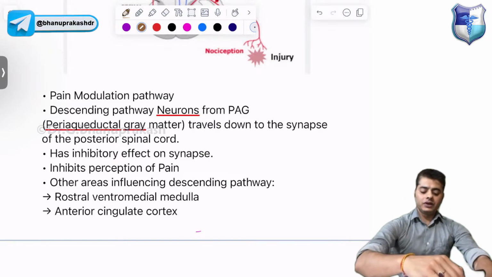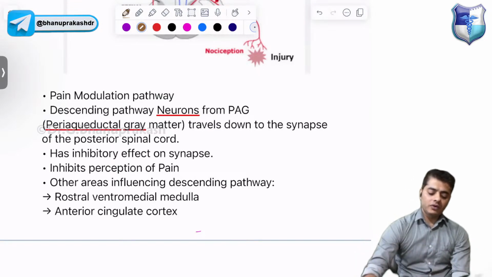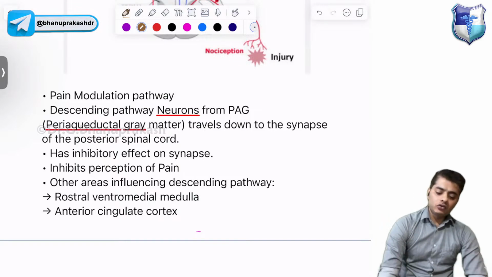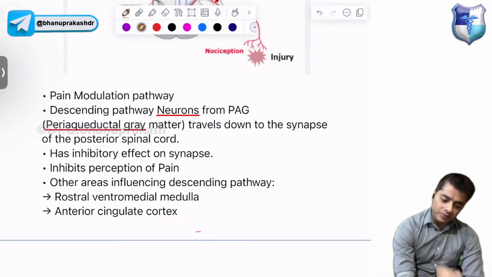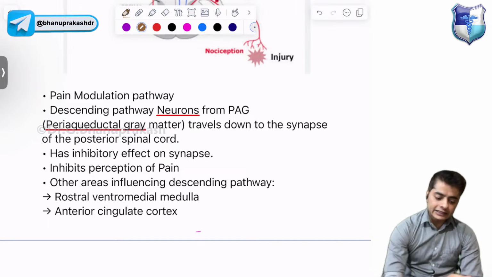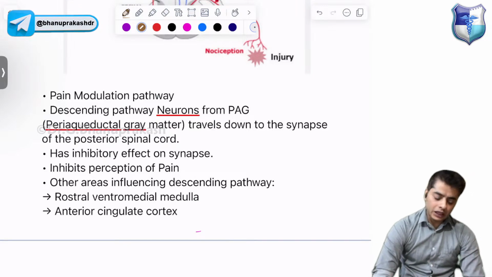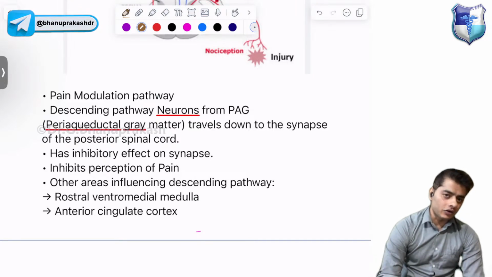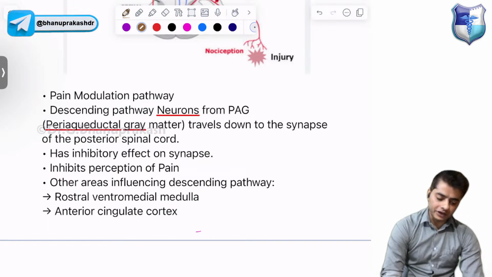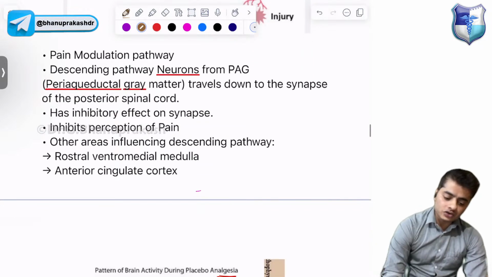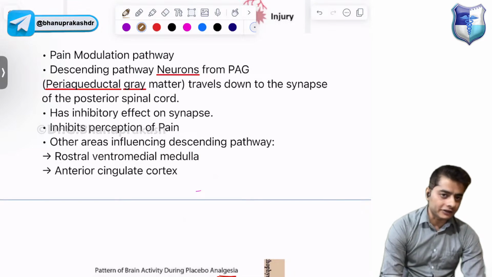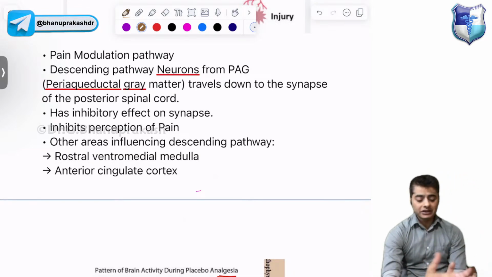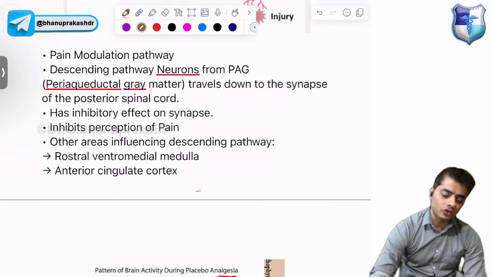Now the descending pathway comes from neurons from the PAG, travels down to the synapse of the posterior spinal cord that we have studied, and has an inhibitory effect on the synapse we have studied. And with this inhibition, the perception of pain is reduced. Now, there are also some other areas except PAG and periventricular gray matter. These areas are known as the rostral ventromedial medulla, and the other is known as the anterior cingulate cortex. So you should remember these other areas also because these are MCQ questions.